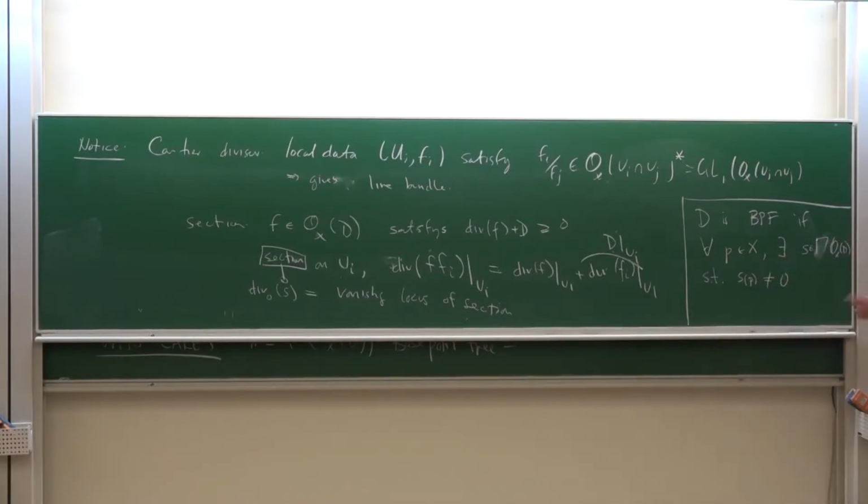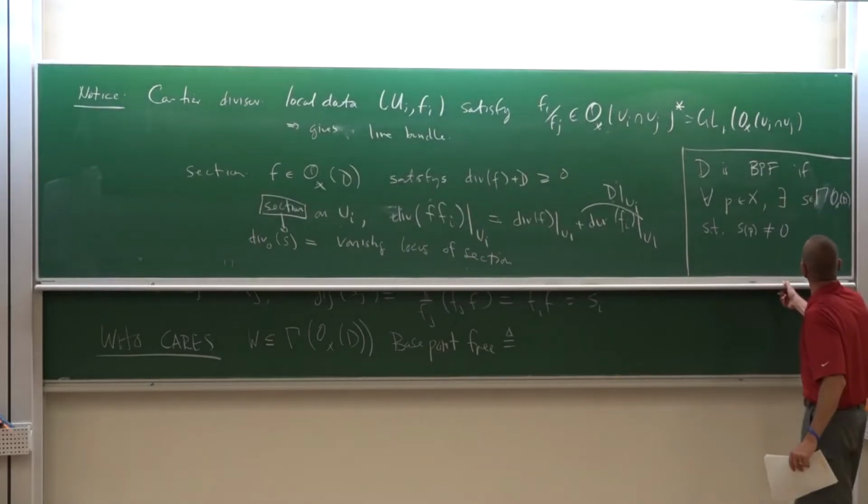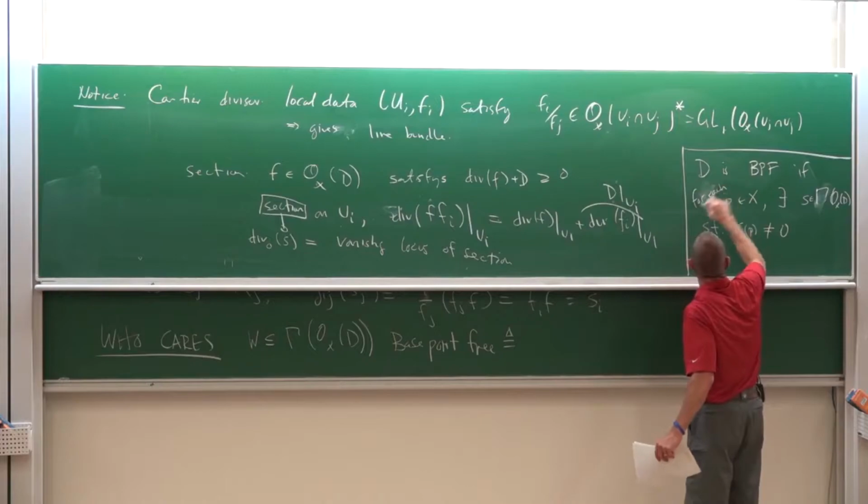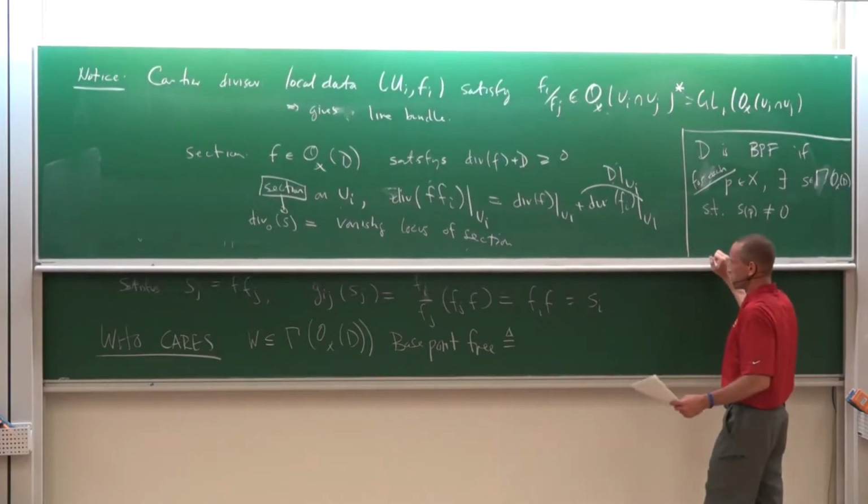If you're familiar with Hartshorne, in the case when you don't have a line bundle, if you have an arbitrary sheaf, a sheaf is said to be generated by its global sections exactly if at each point there's some section that doesn't vanish at that point. So base point free is the same thing as generated by global sections if you're an invertible sheaf. This is for each P. The sections, of course, can be different at different points. So that's what it means to be base point free.